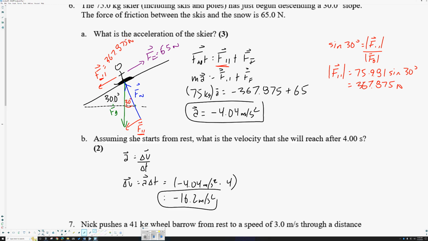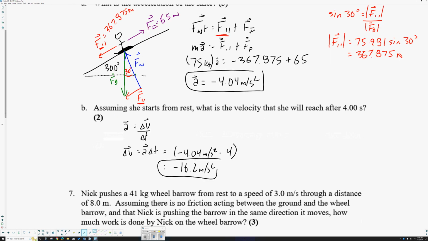That would make sense, right? If you're calculating the final velocity, you should get a velocity that's down the hill. And if you made that 367 a positive value, then you defined down the hill as positive. We should get positive 16.2. The way that I defined it, though, I should get negative because negative is down the hill.